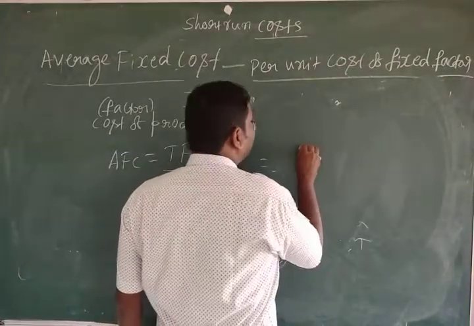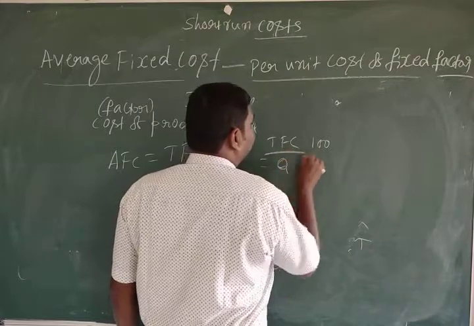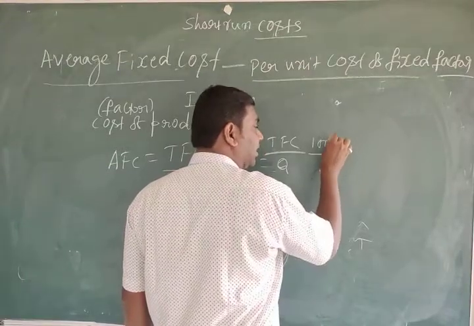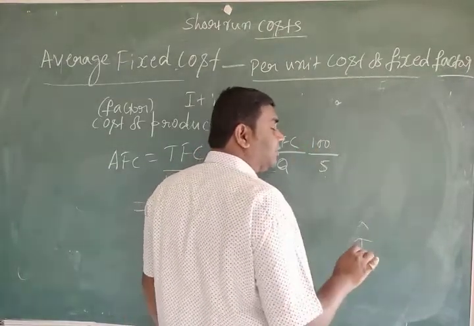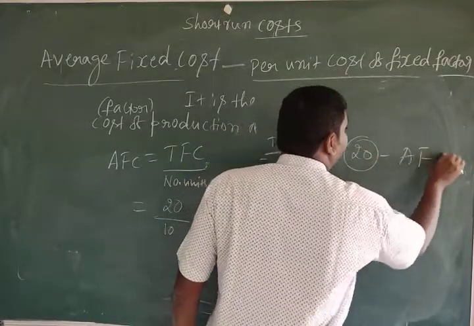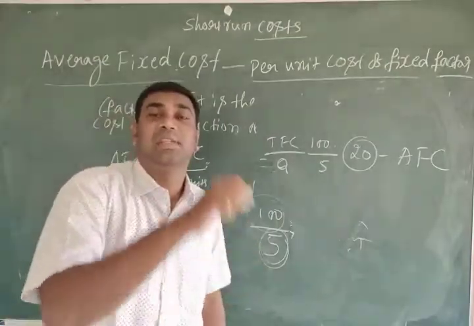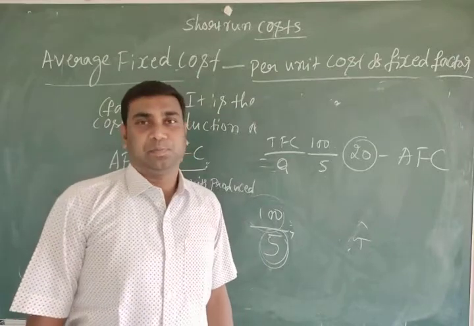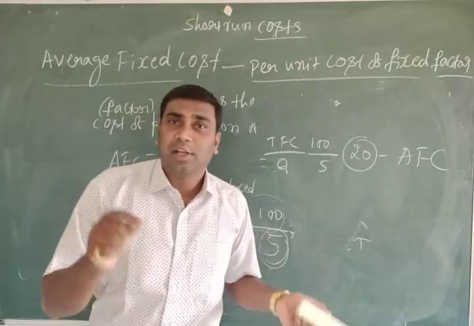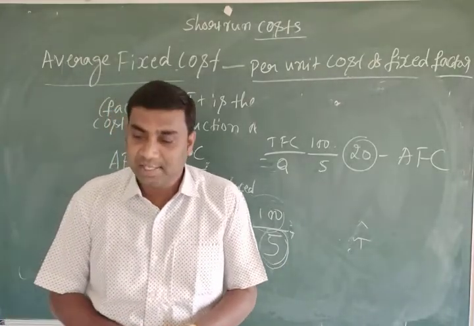That means how much TFC, then Q. To produce 5 units, the fixed cost is 100. But on each fixed factor, how much is he expensing? That is 20. So this is called AFC, average fixed cost. To produce a commodity, how much he is expensing on each fixed factor on average, that is called average fixed cost.